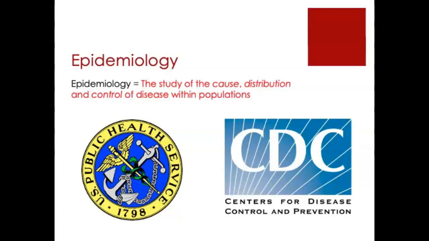In our country, one of the uniformed branches of service is called the U.S. Public Health Service, and they are in charge of our public health as a nation. The Centers for Disease Control and Prevention is under the control of the Public Health Service, or the PHS.